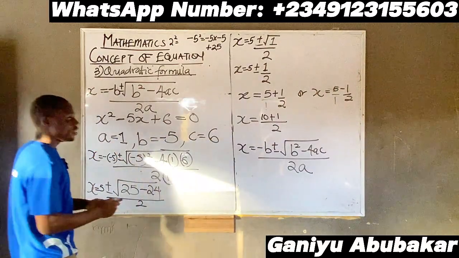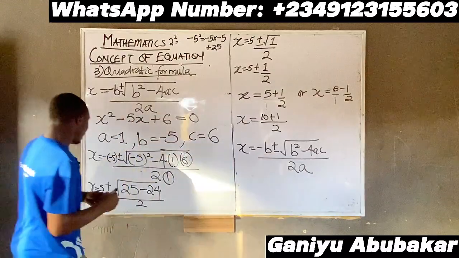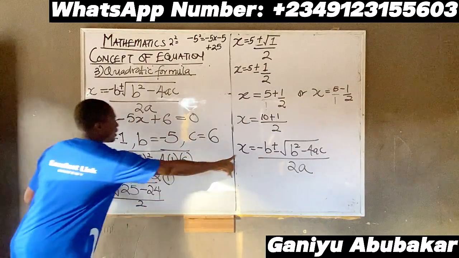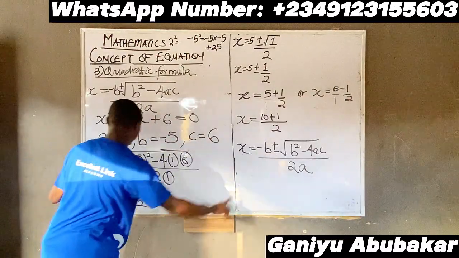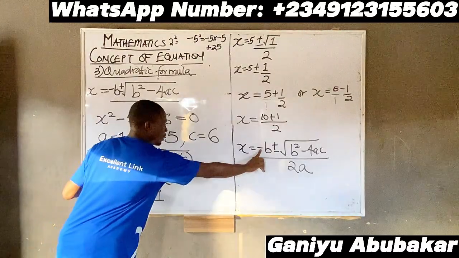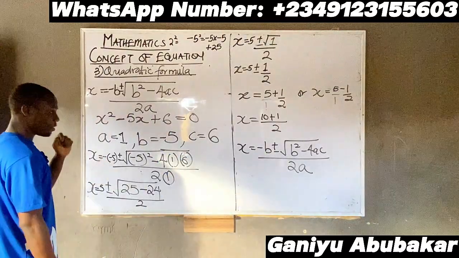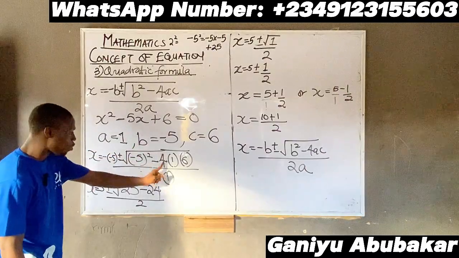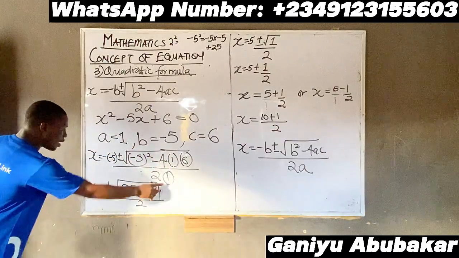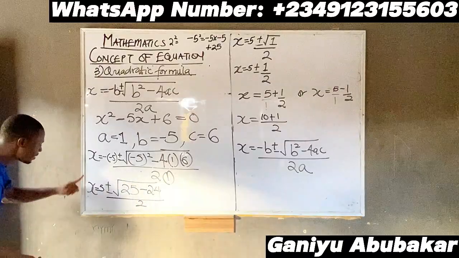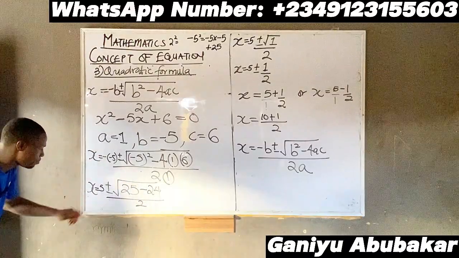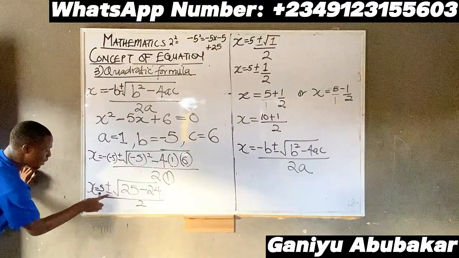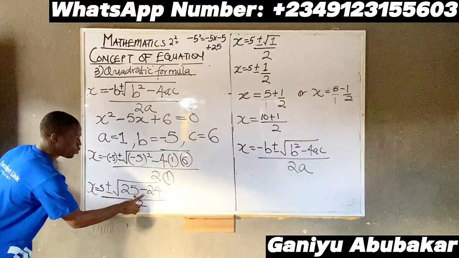So let's say this is minus 5. That gives you x equal to minus b, and b itself is minus 5, plus or minus root b squared minus 4ac, over 2a. This gives you 5 plus or minus root 25 minus 24.